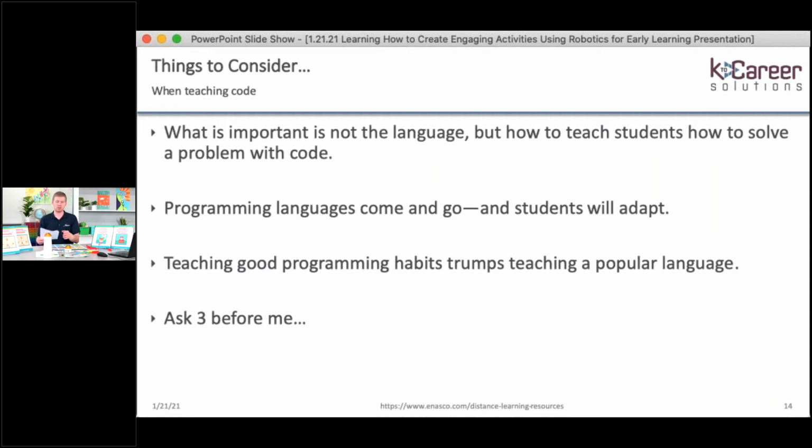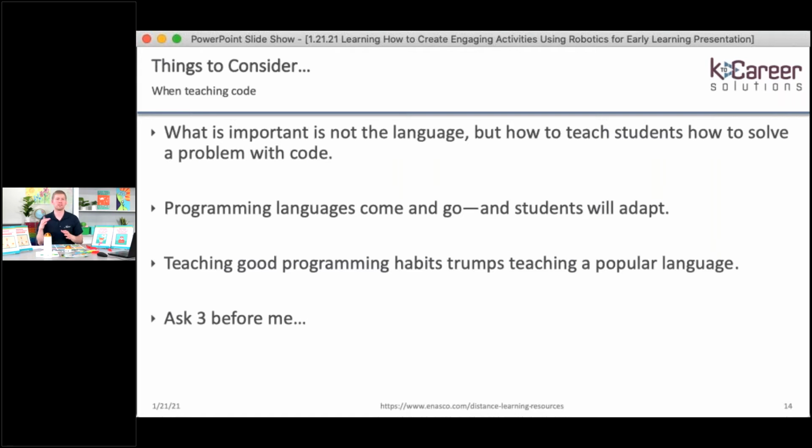Some of the things I want you to consider when you're building this is that what's not important is the actual computer language, but how to teach students to solve a problem with code. Out in the real world, like I was saying in the very beginning, there's C++, there's JavaScript, all these different programming languages. You don't know where your students are going to end up. So you really want to start teaching them how to solve problems with code versus saying, hey, this is the language you have to use and this is exactly how you do it, right? That might change and it might vary.